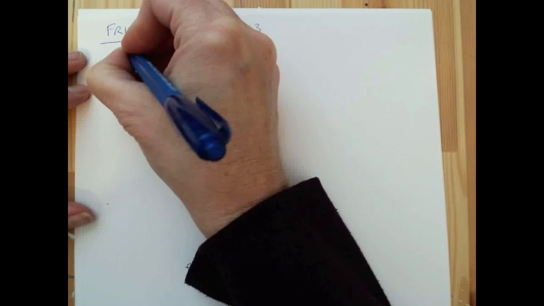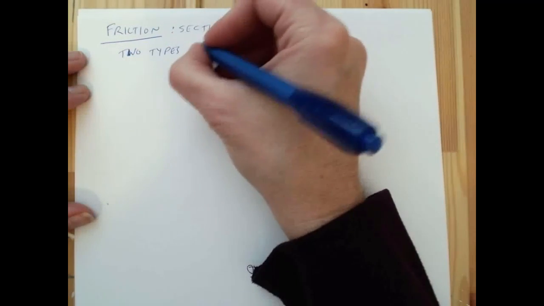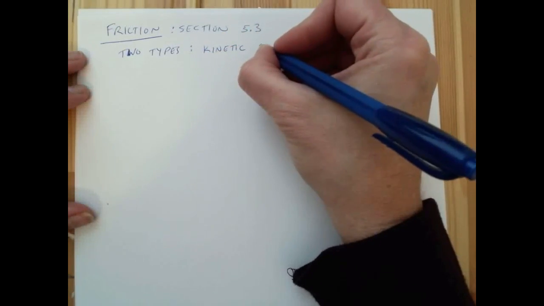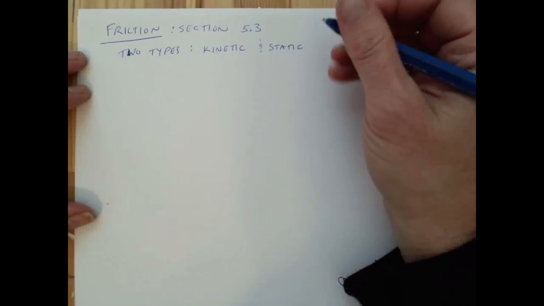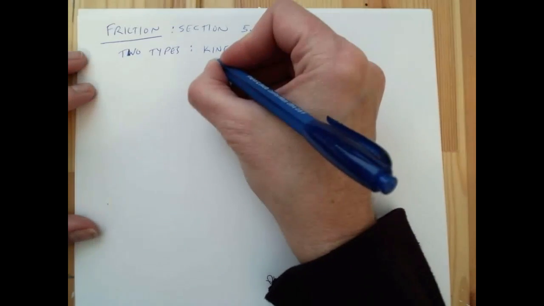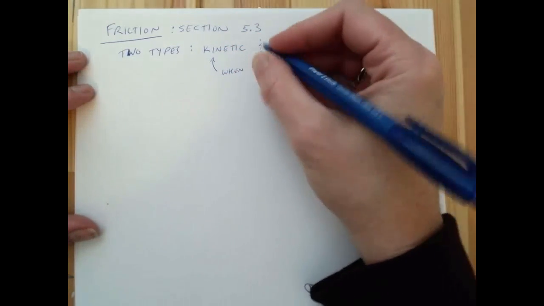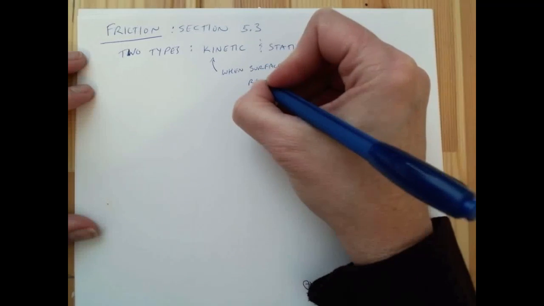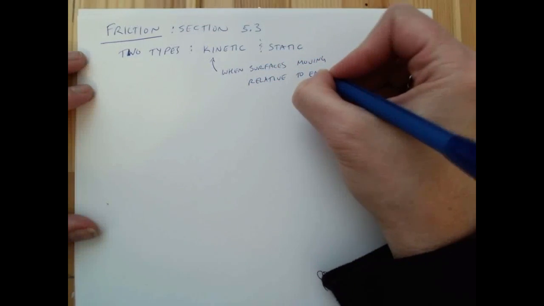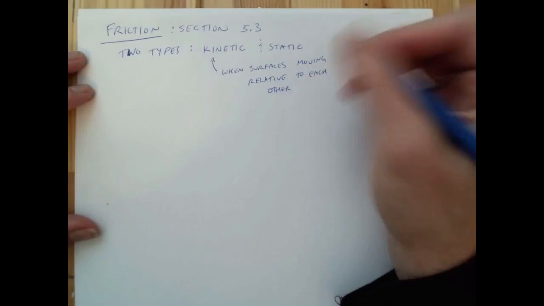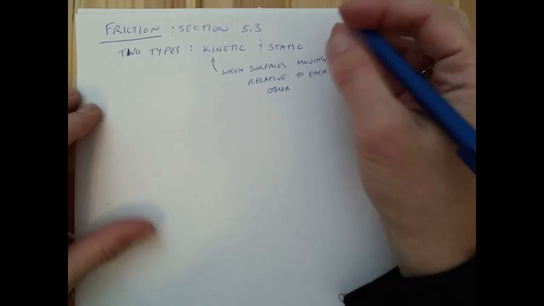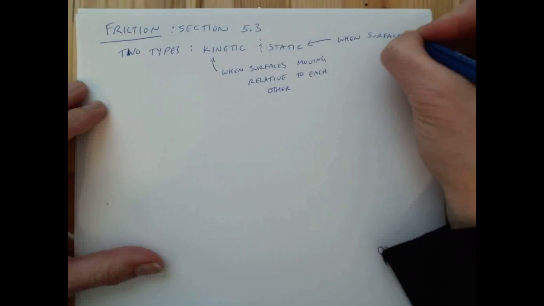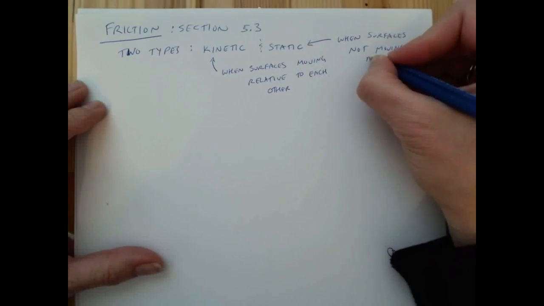Before we do that, we have to see that there are actually two types of friction. And it depends on whether the surfaces are moving relative to each other or not. There's kinetic friction and static friction. Kinetic friction is when the surfaces in contact that are causing the friction are moving relative to each other, that is, they're sliding relative to each other, sort of a skidding motion. And then static friction is when the surfaces are not moving relative to each other.